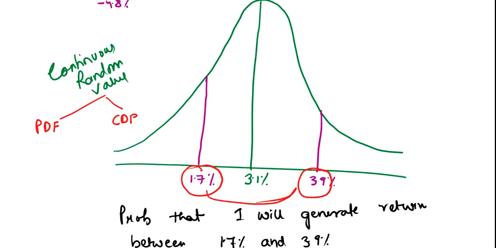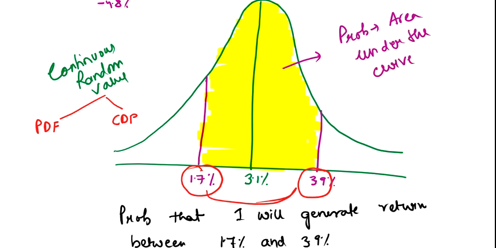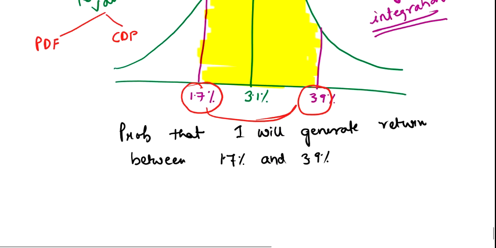So what is actually the probability? Probability is the area under the curve. What is probability? It is the area under the curve. Okay, this yellow portion is actually your probability. And how you calculate this? Area under the curve. And how you will identify area under the curve? With the help of integration. You need to take the help of integration, and with the help of integration we will identify what is the probability of the returns between 1.7% to 3.9%.